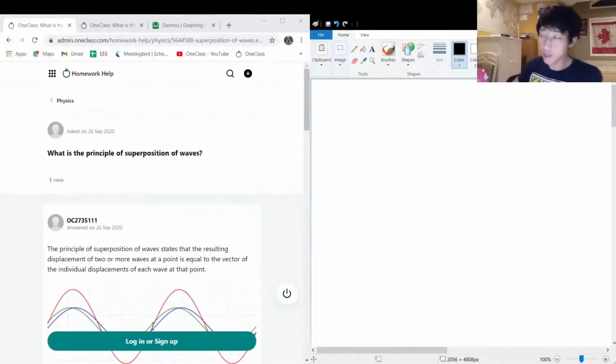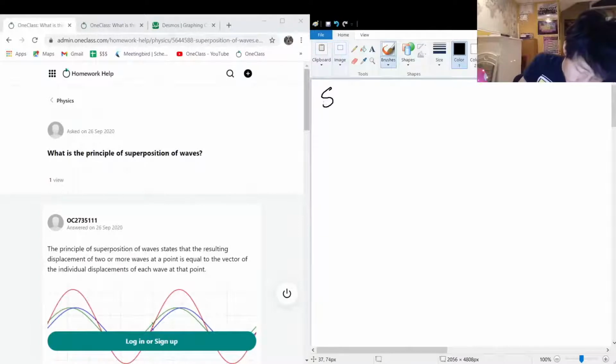Okay, so the next question that we got on the menu today is asking us, what is the principle of the superposition of waves? So the superposition of waves, let me write that out.